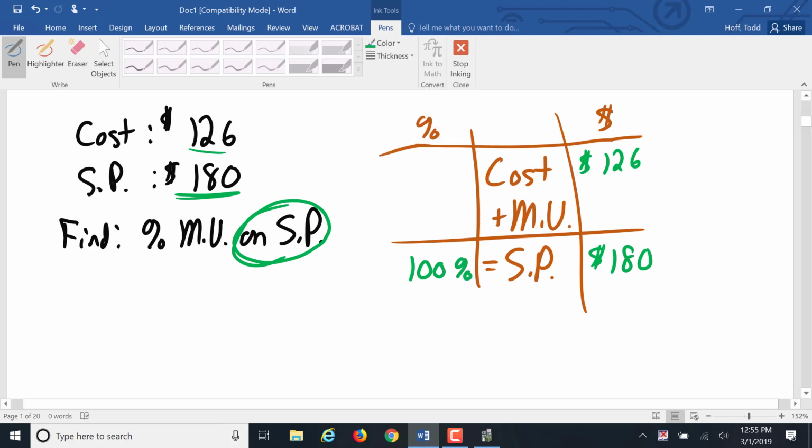Now, we can't do any adding or subtracting on the percent side here because we only have the one number, the 100%. But on the dollar side, we can. We can find that markup because cost plus markup has to equal selling price. 126 plus whatever this markup is has to equal that selling price of $180. So to find that, we're just going to subtract: 180 minus 126 is going to give us $54. That's a $54 markup.